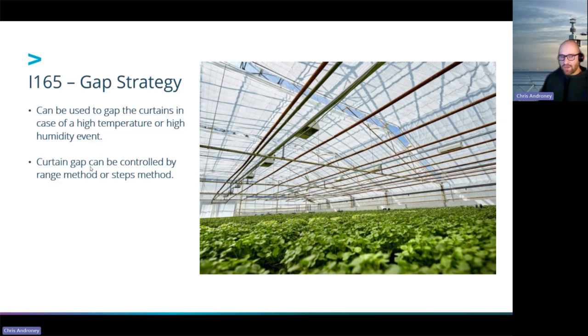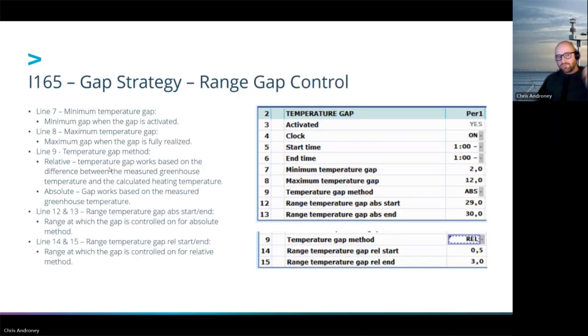So we can control that curtain gap. It's on page I165. It can be controlled by range or steps. There's 2 different methods for those. If we look at page I165 gap strategy, and we're going to use the range gap control, we can use line 7. This goes for both temperature and humidity.